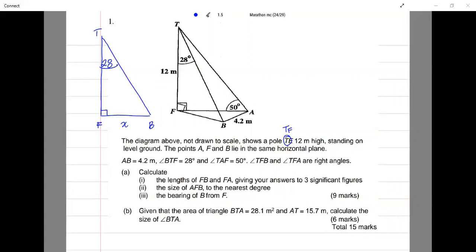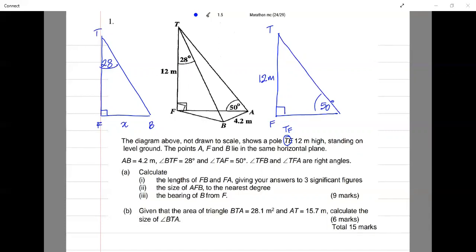We're also asked to find FA, so I'm going to draw that triangle as well. So we have F, we have T, the angle here is 50 degrees. This is 12 meters. This angle here is 90 degrees. So we just represented the two triangles on a two-dimensional surface.